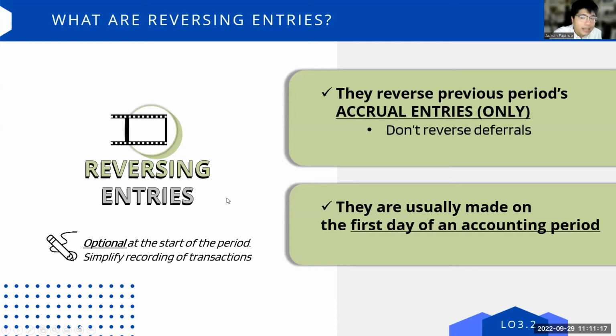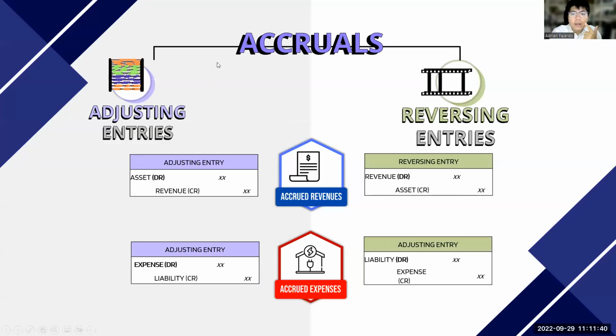And reversing entries are actually very niche in their use. What do I mean by that? You only create reversing entries for accrual entries. Accrual, right? Not deferrals. So again, adjusting entries are broken down into deferrals and accruals. For reversing entries, we only care about accruals. So what are our accruals?